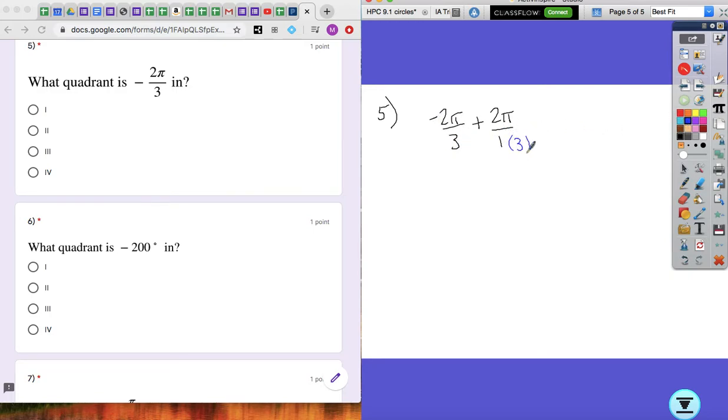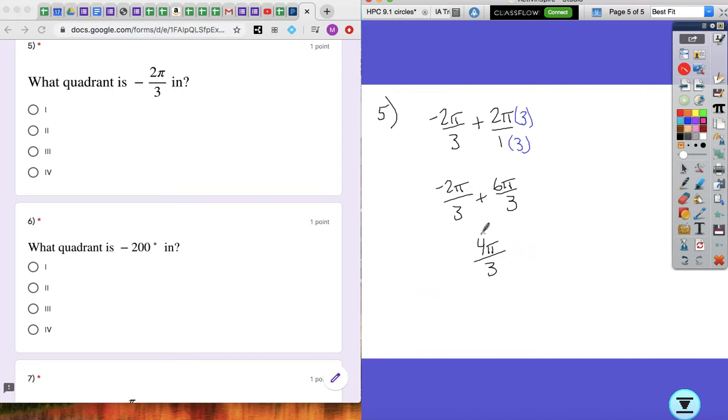And again, I need a common denominator. So really this is negative 2 pi over 3 plus, this would be 6 pi over 3. And when I add those together, I get 4 pi over 3. Now, at this point, if you're still unsure what quadrant that would be in, that's totally fine. You might want to consider converting to degrees, if degrees make more sense.